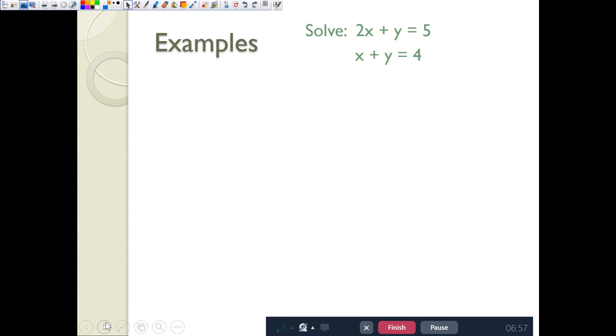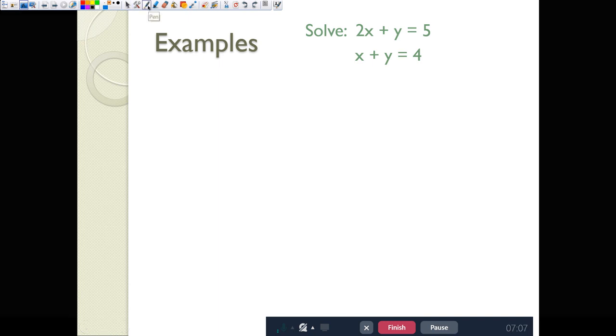opposite. Right now, y and y are by themselves, so I can multiply by -1 to make it an opposite. I'm going to choose the bottom one because it just has less stuff. So I'm going to take x plus y equals 4 and multiply it by -1. That becomes -x minus y equals -4. So now my y's are opposite.